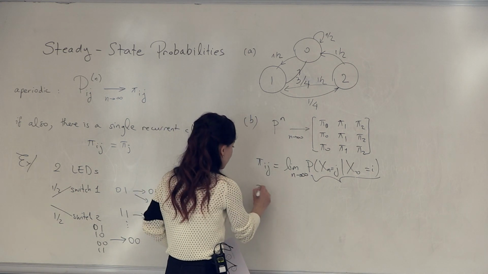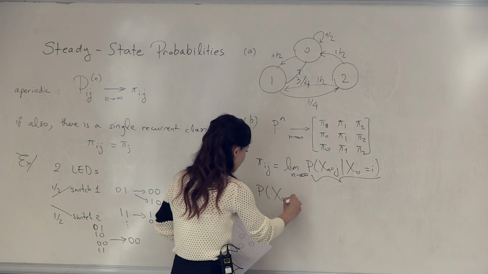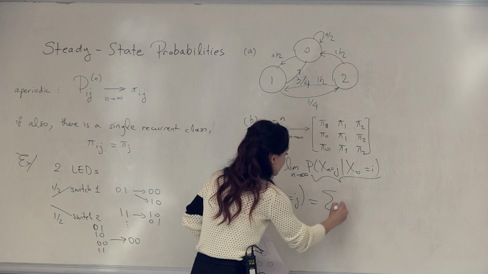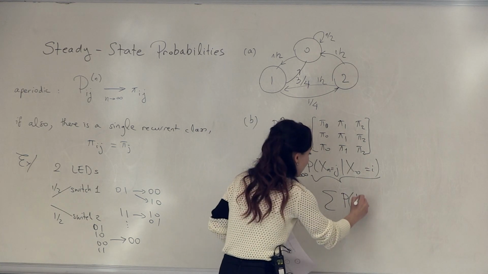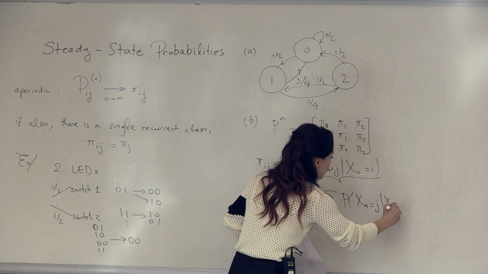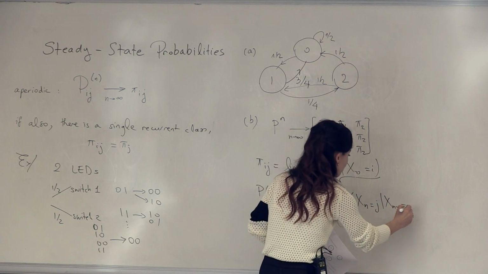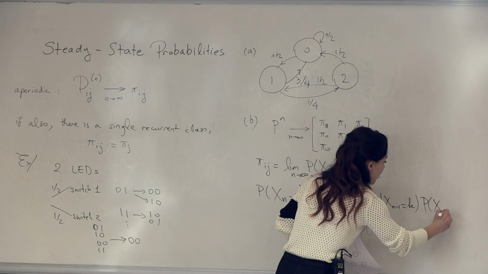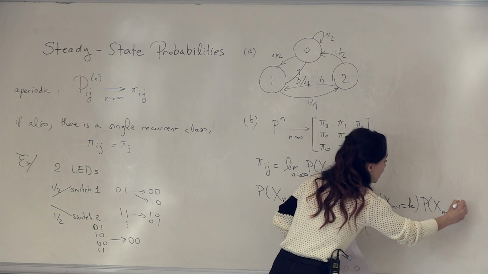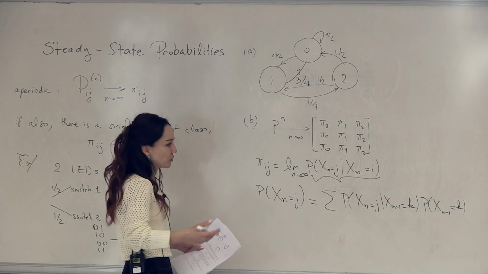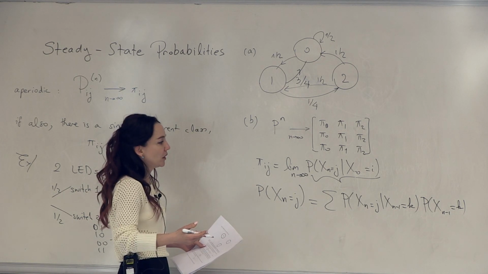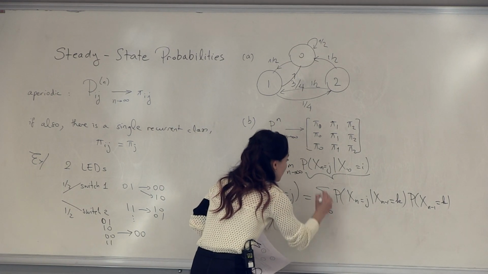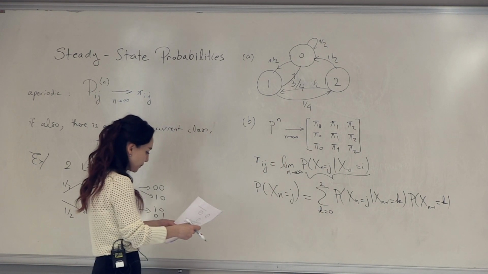Now I can write the probability that Xn is equal to j as the probability that Xn is equal to j given Xn minus 1 is equal to k, times the probability that Xn minus 1 is equal to k. That is conditional probability, the total probability theorem or Chapman-Kolmogorov equations, by summing over the states.